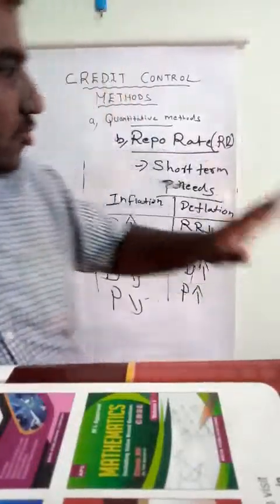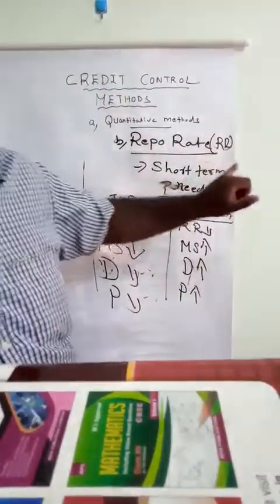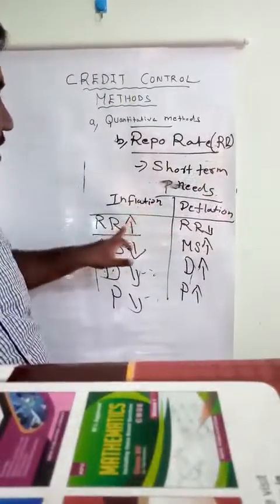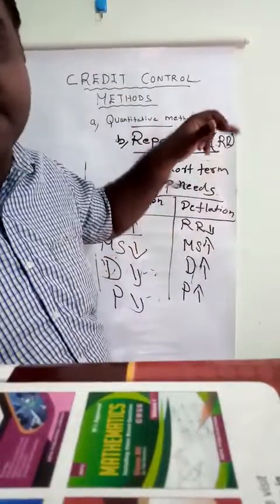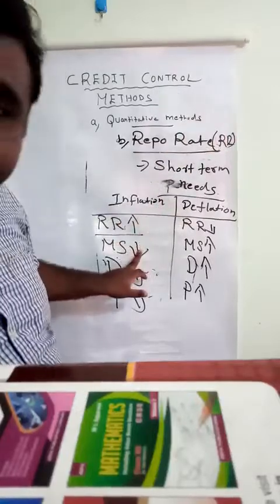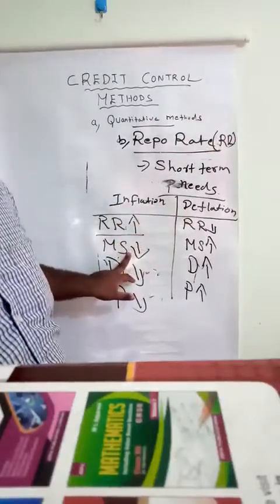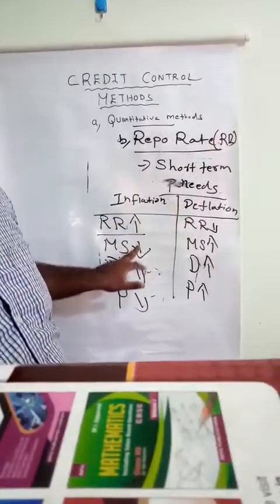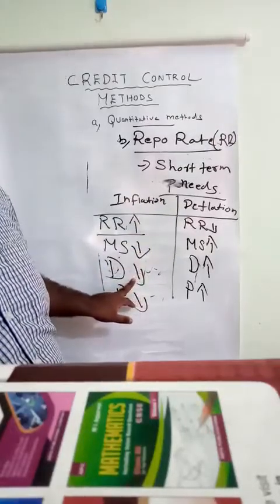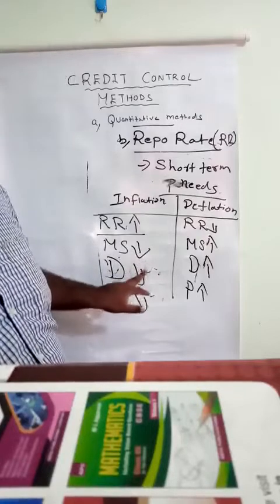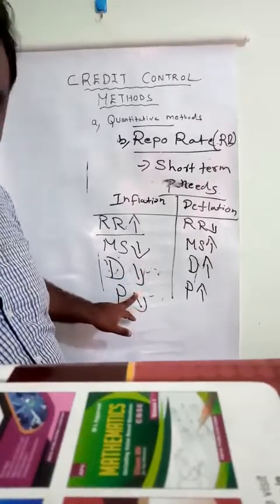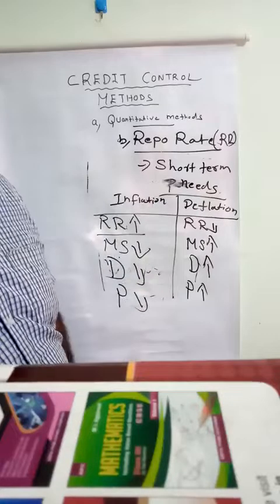Now, in both situations, what will happen at the time of inflation? The repo rate will increase. The central bank increases the repo rate. When the repo rate increases, the money supply (MS) in the economy will come down. When the money supply comes down, the demand in the economy will come down, and when the demand comes down, the price of the commodity will come down. Therefore the inflation situation will go.